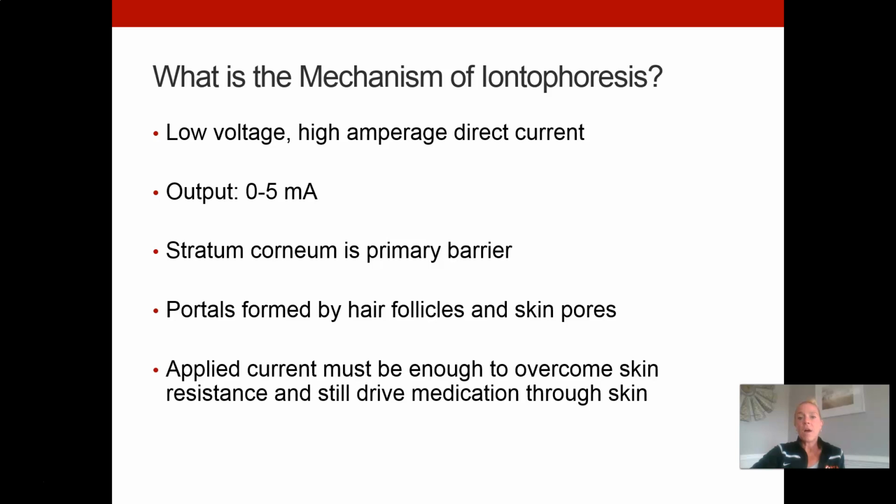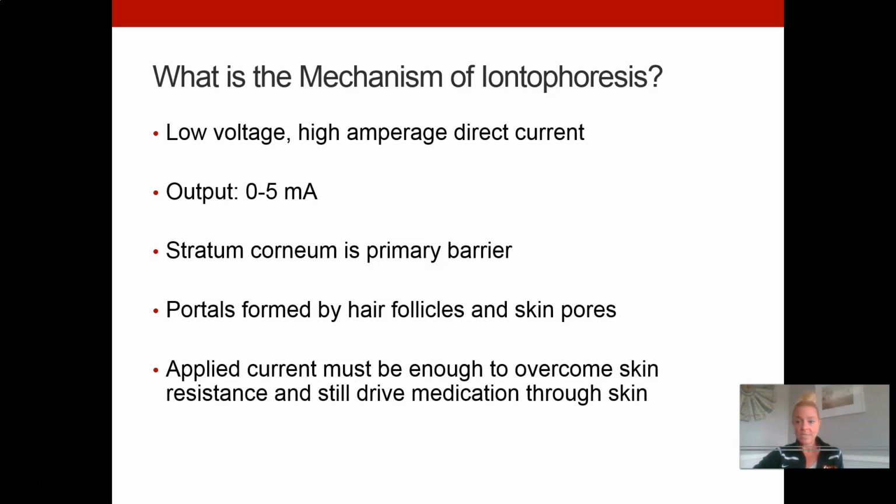So the mechanism of iontophoresis, how it works, is that it uses low voltage, high amperage direct current. So direct current, again, way back to that first E-stim lecture, is that straight line, continuous current that stays either all positive or all negative. The typical output is 0 to 5 milliamps. I know that all of our machines max out at 4 milliamps. So 0 to 4 is going to be your typical output.